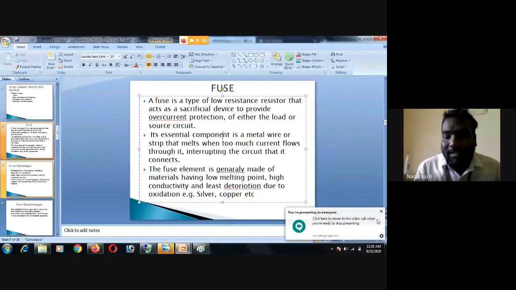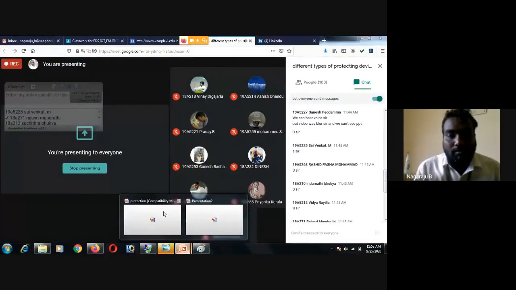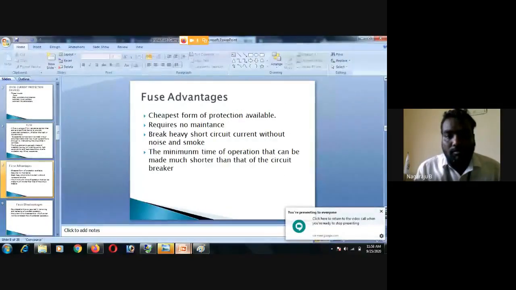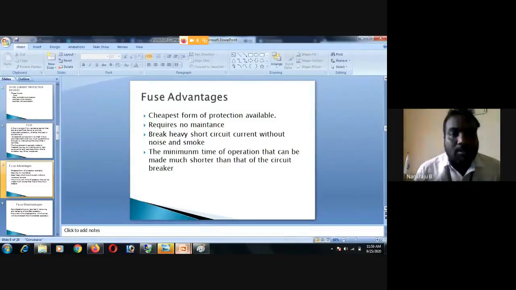Fuse ratings, fuse applications and advantages. You are going to use fuses in the distribution system, in the transmission system, and in the generation system also. After generation, to transmit the power you are going to use fuses, higher-rated ones like power fuses. And fuse advantages are that it is the cheapest one, only one conductor is needed, and there is no maintenance. Within a fraction of a second you can replace that particular conductor also.